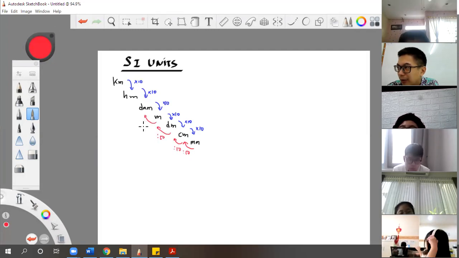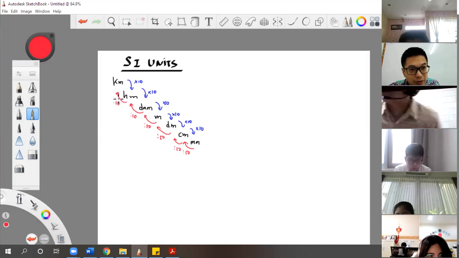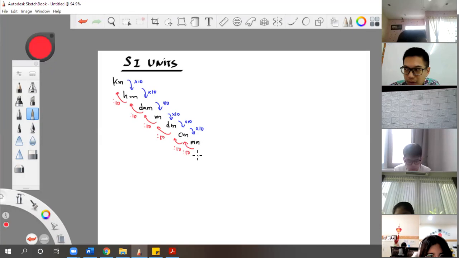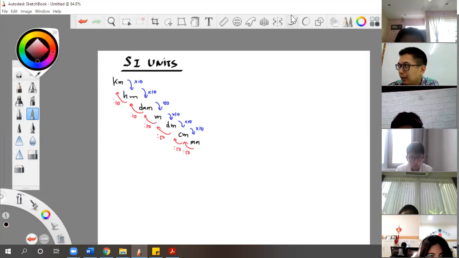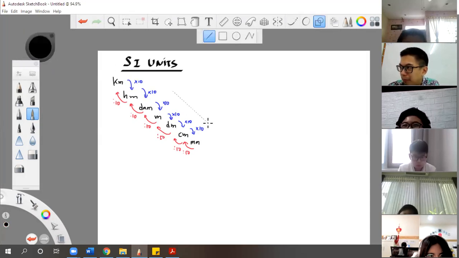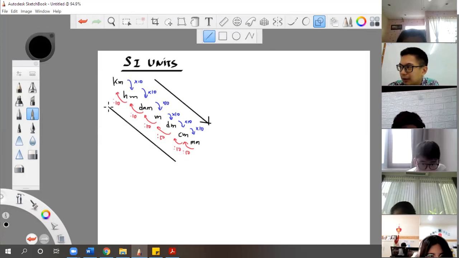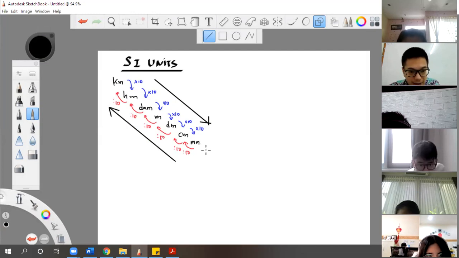I will do everything in detail. By the way, it can be only one step, but you know that when the unit is increasing, the number will be divided. So this is the bigger unit. Kilometer is the biggest unit in SI, and millimeter is the smallest unit in SI. So the smallest unit requires the greatest number. So when it is going up, you need to divide. When it is going down, you need to multiply, right?